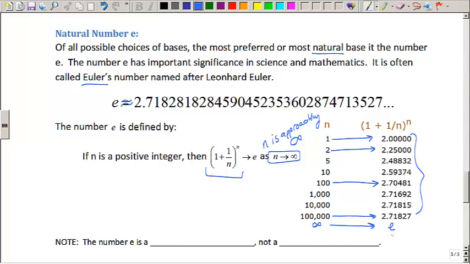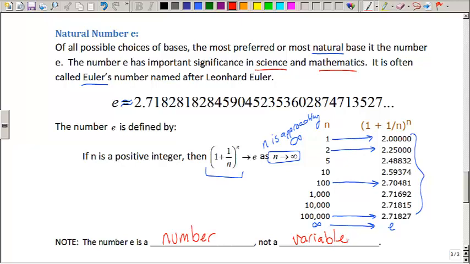I need you to know that e is a very important number. It shows up in science, mathematics, and finance. It comes up in several different places, and so whatever field you're going into, there's a high likelihood that you may run into this number again. This may be the first time you're ever seeing e as a number, but please note that the number e is a number and not a variable.